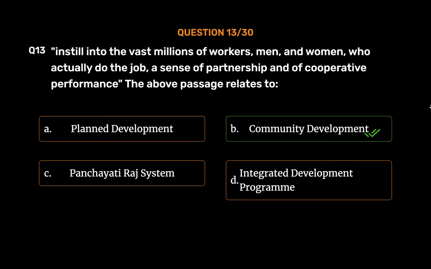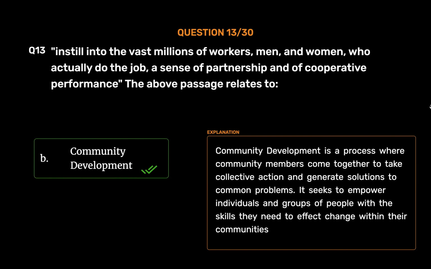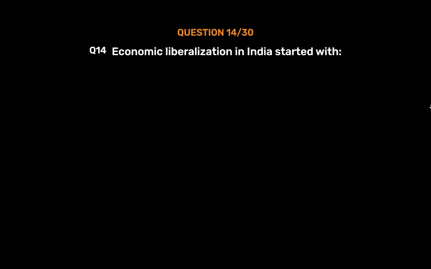Community development. Community development is a process where community members come together to take collective action and generate solutions to common problems. It seeks to empower individuals and groups of people with the skills they need to effect change within their communities. Question number 14.